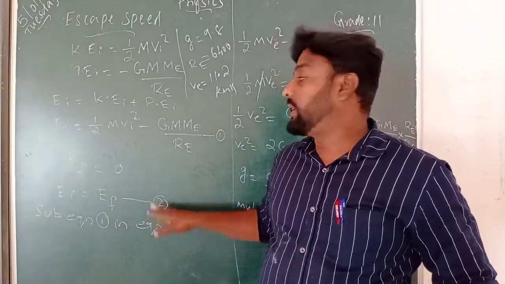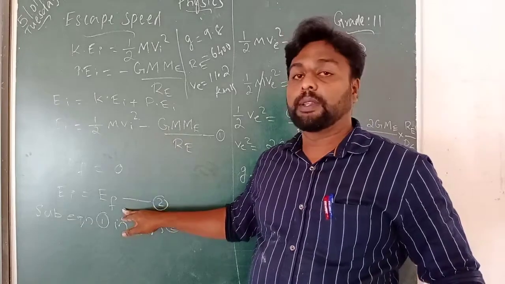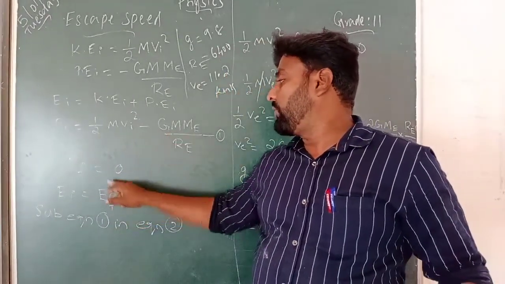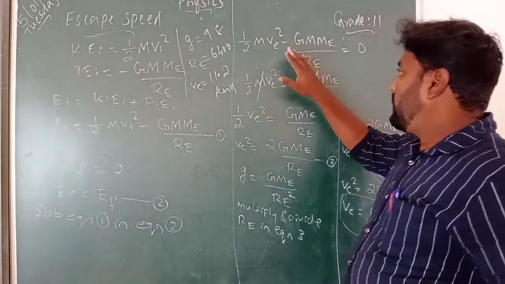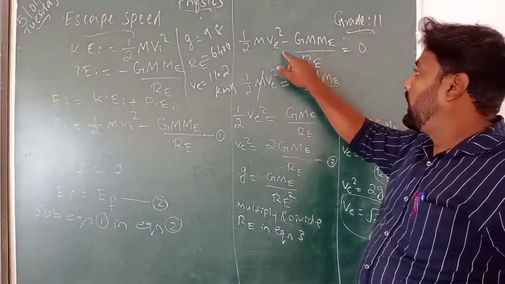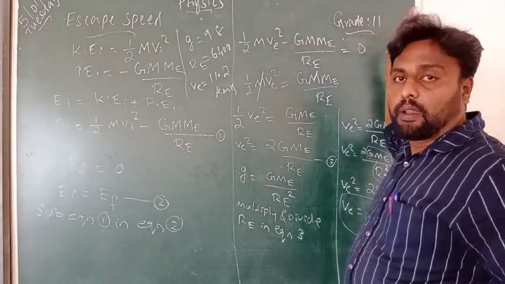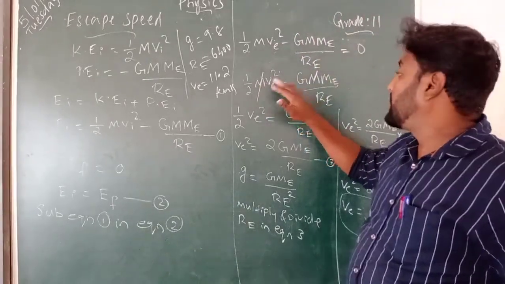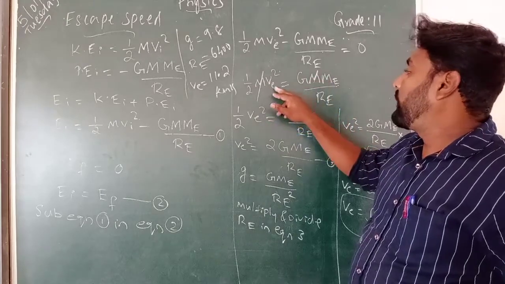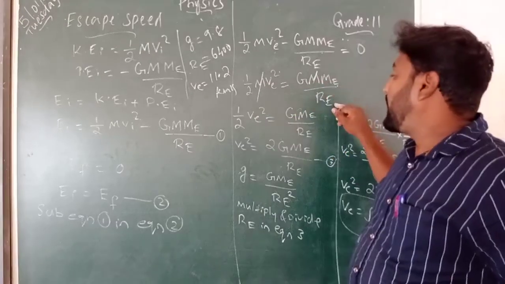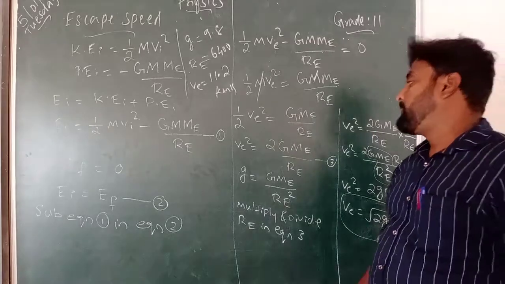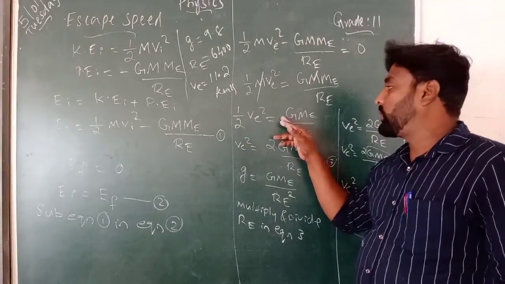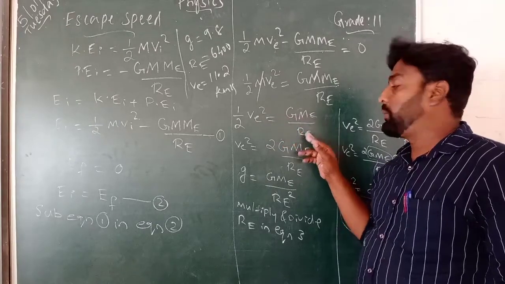Now you can substitute equation 1 in equation 2. Instead of this EA you substitute this, and instead of EF, 0. Now after substitution you can cancel this m and m. So half V square is equal to G MA by RE. From here you have to take these two upside, so V square is equal to 2G MA by RE.